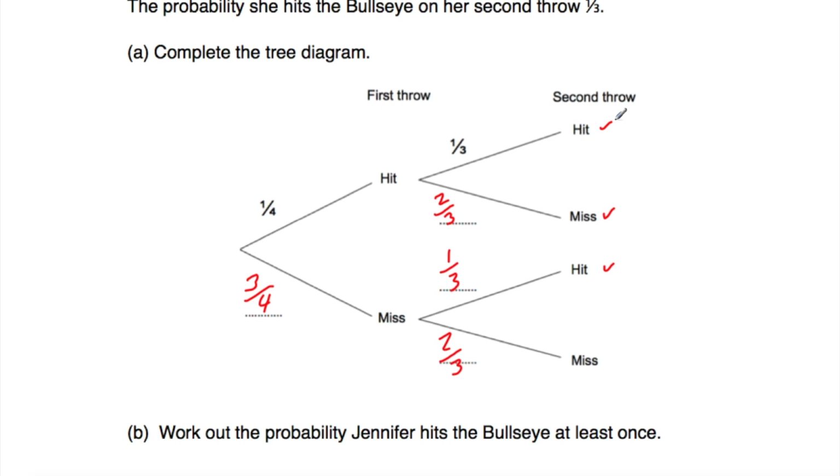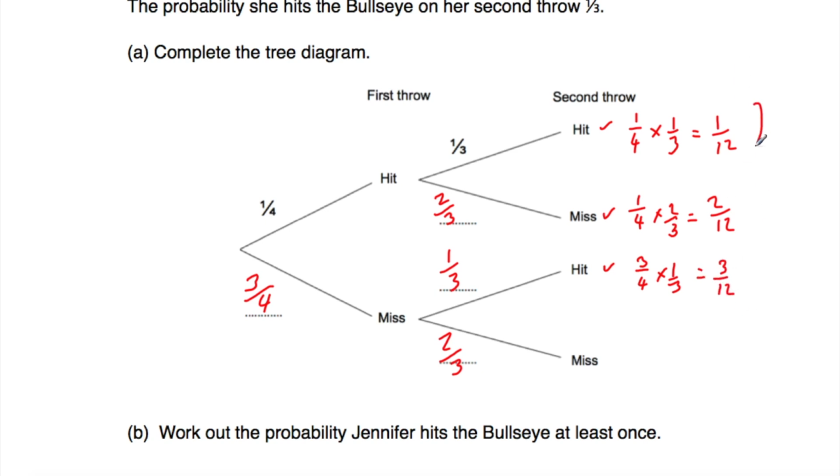So to find the probability of a hit and a hit, we multiply these probabilities together. So we're going to do 1 quarter multiplied by 1/3, and that's equal to 1/12. We're going to do 1 quarter multiplied by 2/3, and that's equal to 2/12. We're going to do 3 quarters multiplied by 1/3, and that's equal to 3/12. So we found our 3 probabilities.